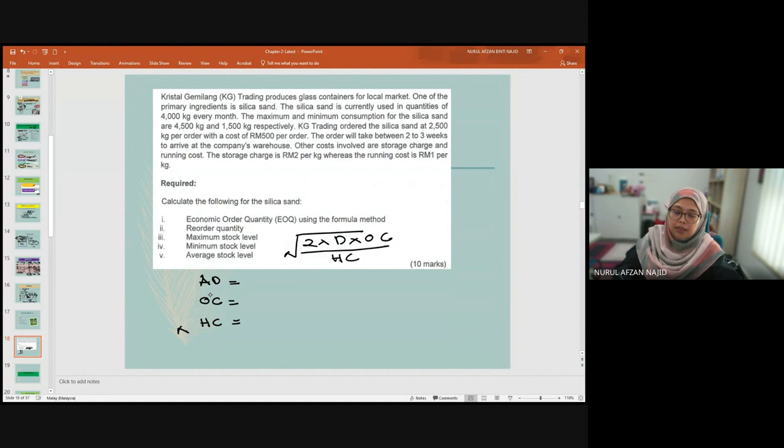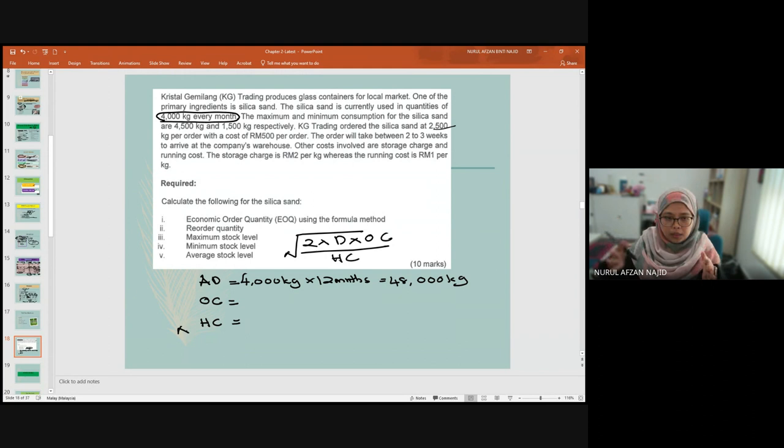3 benda ni wajib kena ada dekat dalam formula method. So, first thing first, kita cari AD dulu. So, macam mana nak tengok AD? AD, dia kata, the silica sand is currently used in quantity of 4,000 kg every month. Every month, dia keluarkan 4,000, dia memerlukan 4,000 kg. So, disebabkan bila nak kira D mesti dalam bentuk annual, so kita kena darabkan dengan 12. So 4,000 kg darabkan dengan 12 bulan. So dekat sini dia akan dapat 48,000 kg. So this is for your AD. Tak payah cari yang lain, bukan 1,500 itu maksimum minimum. Bukan 2,500, yang ni yang dia order. Yang dia demand sekarang, yang digunakan sekarang ni, itu maksudnya annual demand.